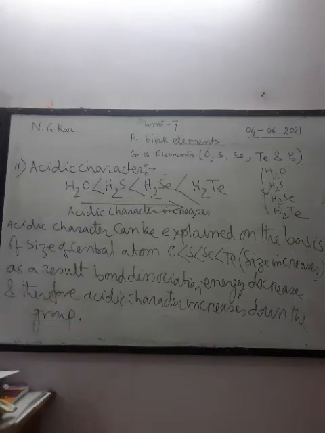So write all this. This is very important for our exam. So which one is most acidic? H2Te. This is because the size of the central atom is highest, so bond dissociation energy is lowest. Highest size, lowest bond dissociation energy. So write all this. This is very important for our exam.